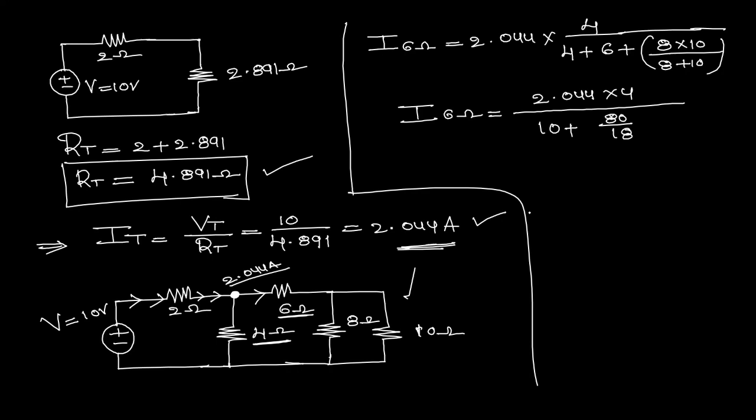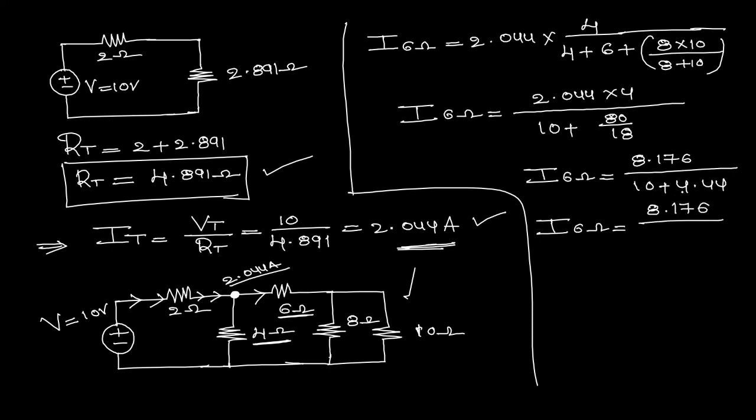Now the current flowing through 6 ohms by using the current division rule is equal to 2.044 into 4, which gives the value 8.176, divided by 80 divided by 18, which is 4.44. Now if you simplify this, 8.176 divided by 10 plus 4.44, you are going to get 14.44.